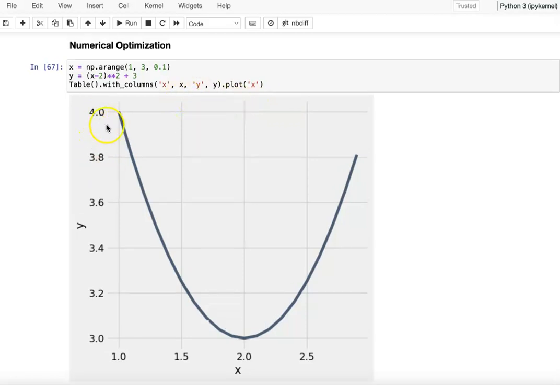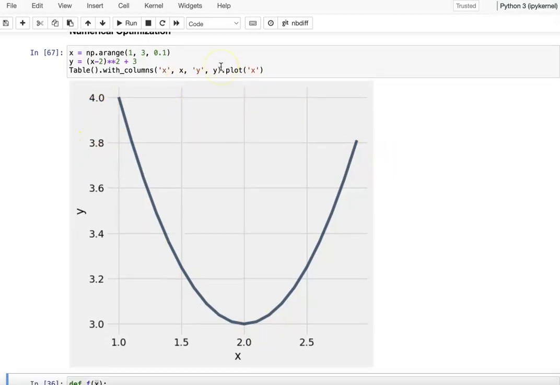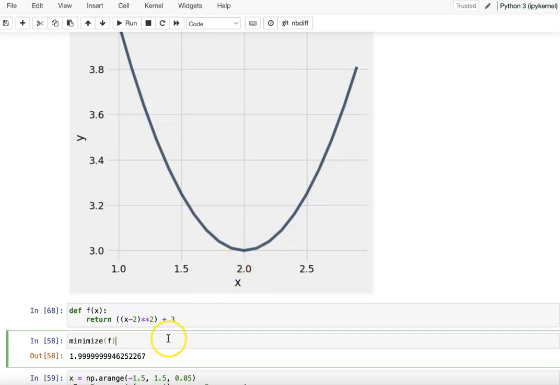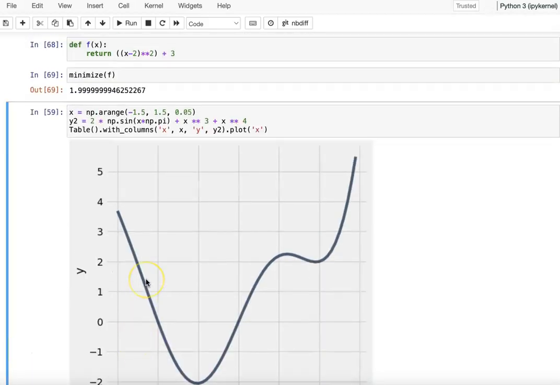Here we just want to show you the function, but we need to define it in Python. So we define an f function. The input is x, and of course y equal to f of x, so we return (x minus 2) squared plus 3. In order to find this point, you just need to call the minimize function. You pass in the function you want to find the minimum value of, so that's why we pass f.